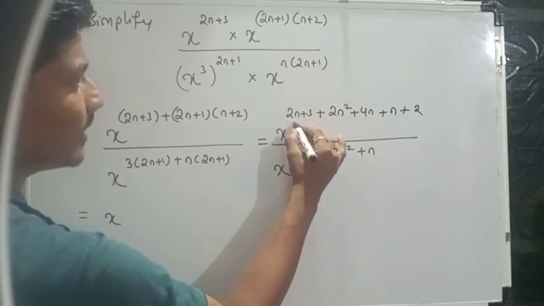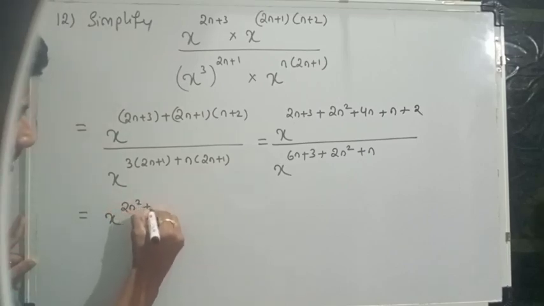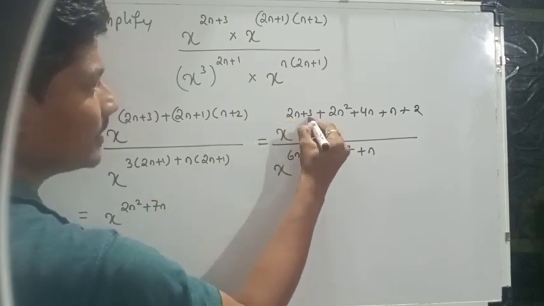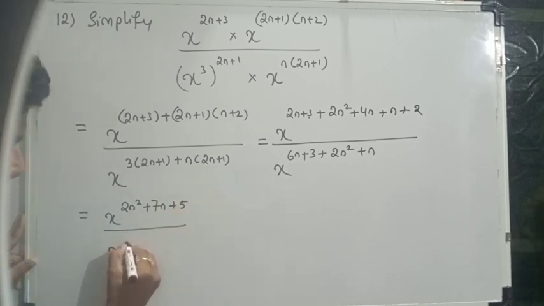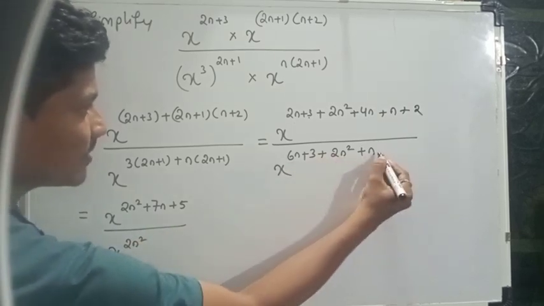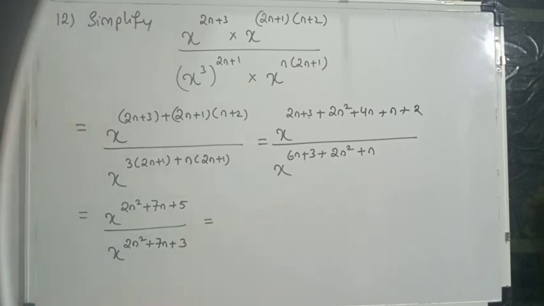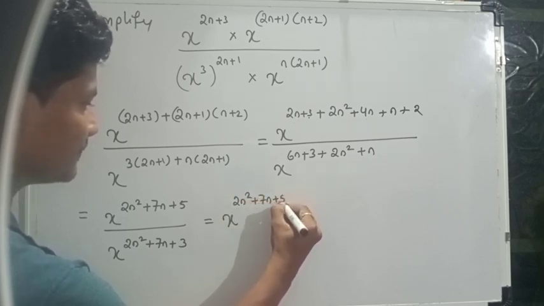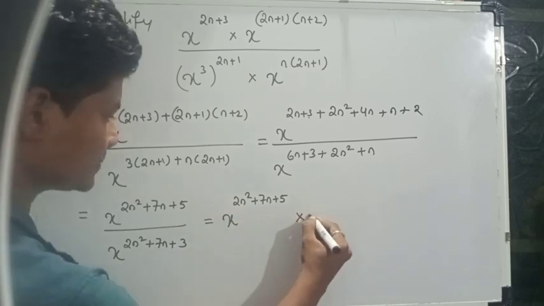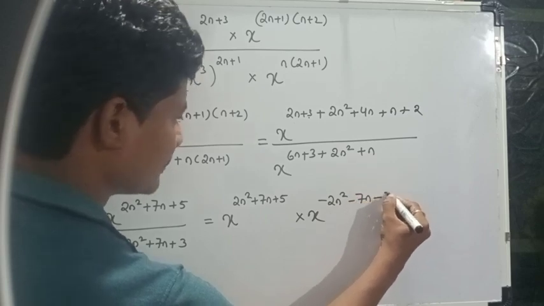X to the power 2n plus 4n plus n, 7n, 2n square plus 7n, 3 plus 2, 5, whole divided by x to the power 2n square plus 7n plus 3. I'll take this denominator to the numerator. X to the power 2n square plus 7n plus 5, minus, when it goes to the numerator, all terms become minus 2n square minus 7n minus 3.